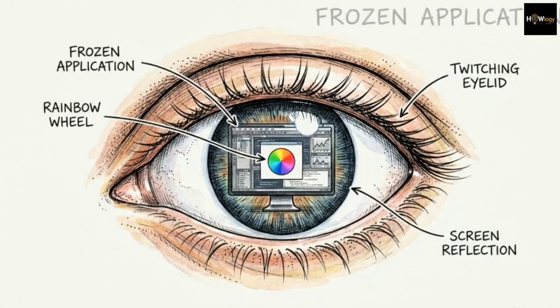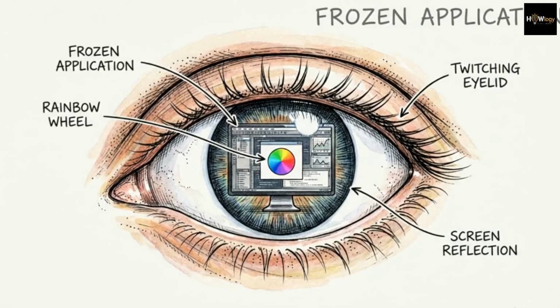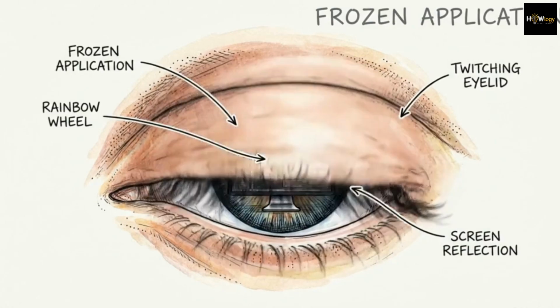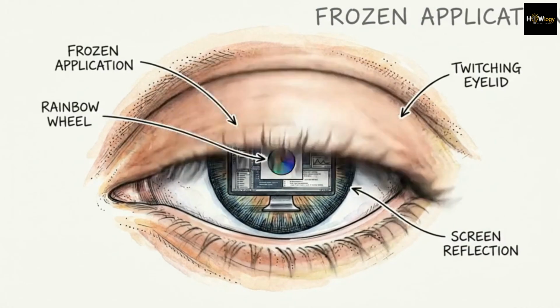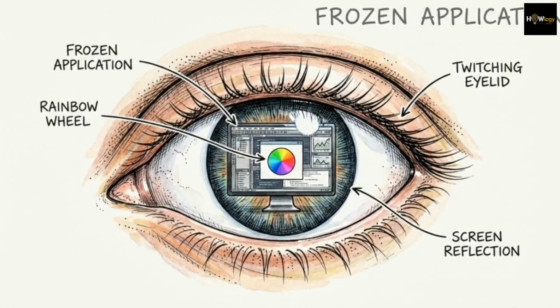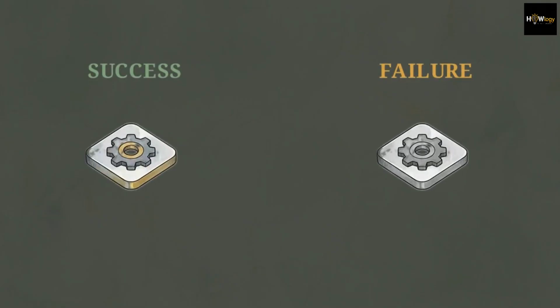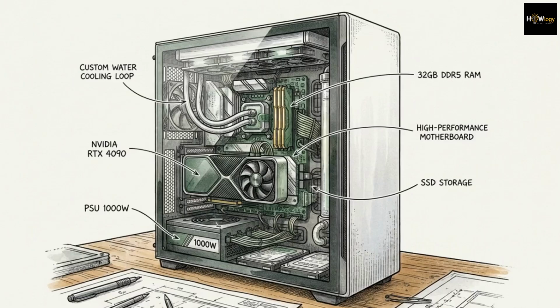You move your mouse, double-click to open a heavy application, and nothing. The cursor turns into a spinning wheel, and your system stops completely. That split second between an application launching instantly and a total system freeze is decided by a sequence of physical events happening right inside your computer case.